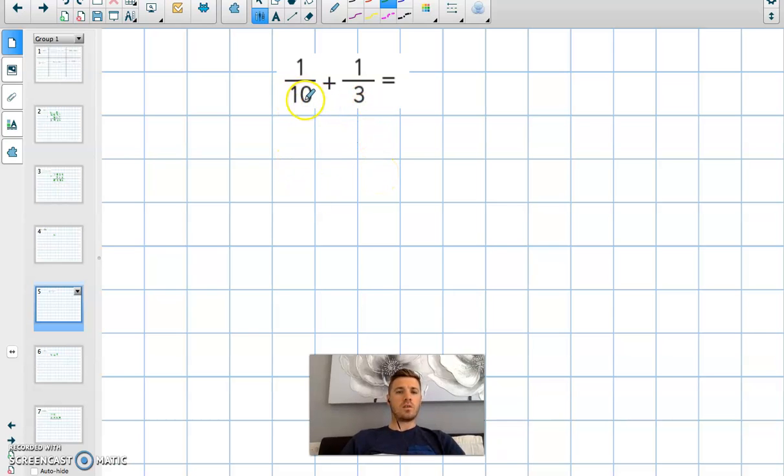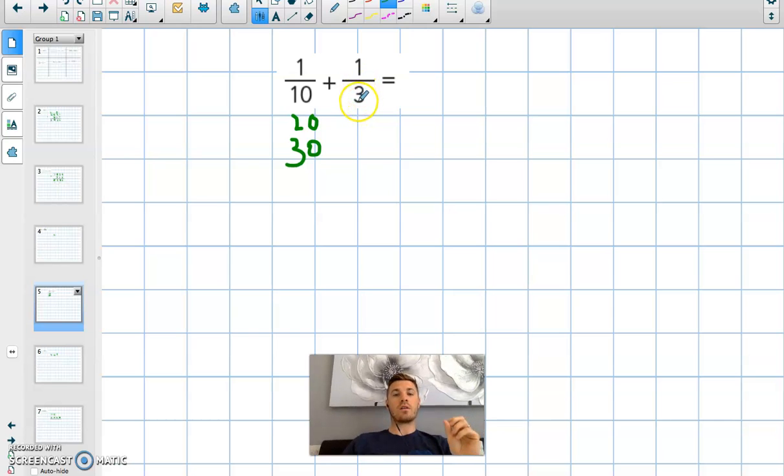So the lowest common multiple is a multiple of 10 and a multiple of 3, which appears in both times tables. So I'm going to start by doing my 10 times table. 10, 20, 30. Now, because I know my 3 times table really well, I know that 30 appears in the 3 times table. Now, the way that I can very quickly turn this into a 30 is multiplying it by 10. Now, whatever you do to the bottom, you must do to the top. So because I've multiplied that 3 by 10, I must multiply the 1 by 10 as well. And 1 times 10 is 10. So you're left with 10 over 30.